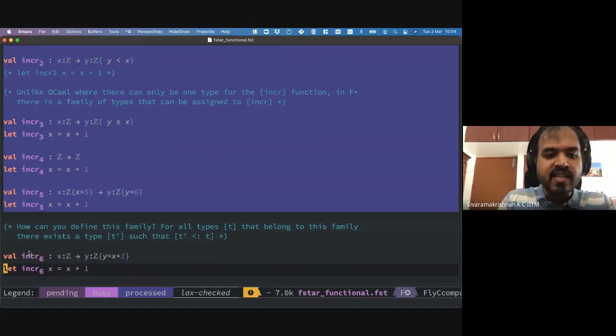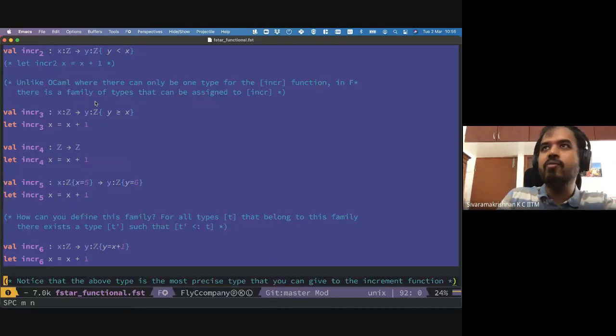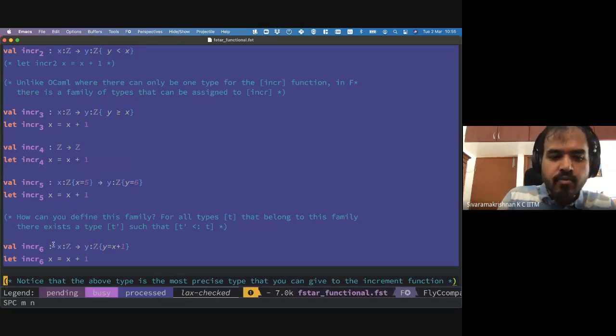So the most precise type is this, right? For the increment function, we can say that x takes some integer, and it returns some integer y, where the output y is exactly x plus 1, because that is what it is doing. In fact, this particular type is the subtype of all of these types. You can work it out with the subtyping rule that we had. So we've captured the full specification of what increment does in this type.